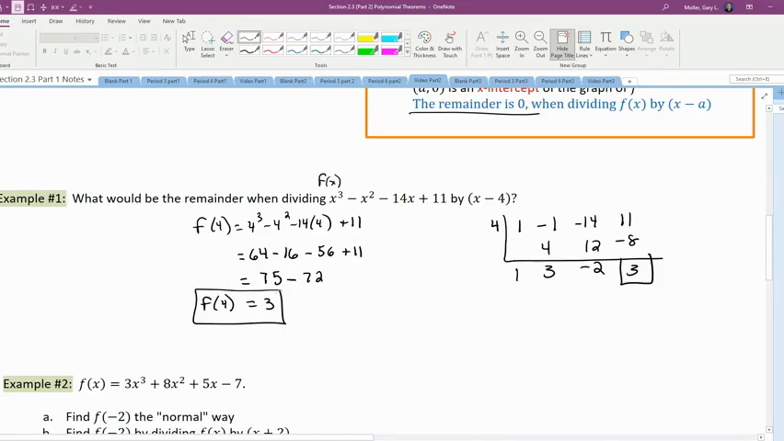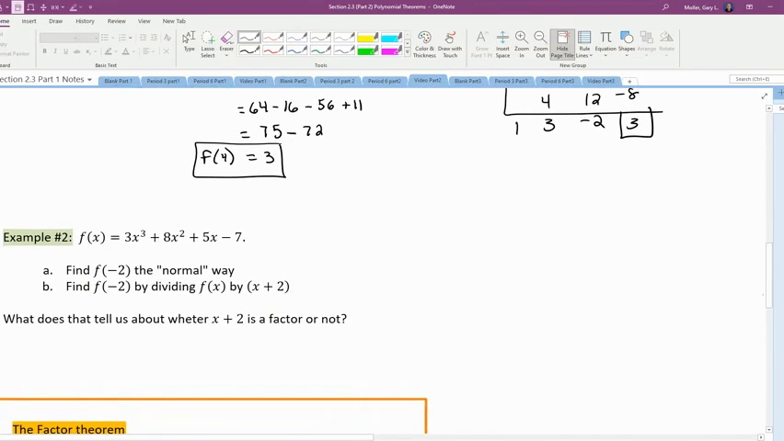So if you ever want to evaluate a function at a number, you could do it the old school way, or you could quickly do a synthetic division, which most of the time, unless the numbers get ugly with fractions, is going to be faster. This is what the remainder theorem does for us. All right, let's try one again. Example number 2, here's a function. Find f of negative 2 the, quote, normal way, and then find f of negative 2 by doing synthetic division.